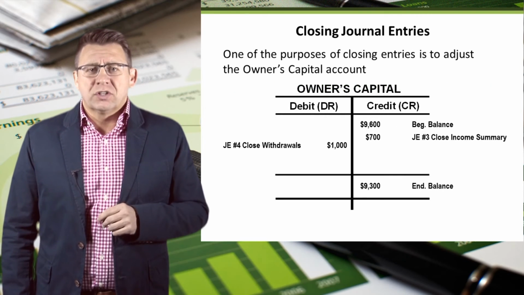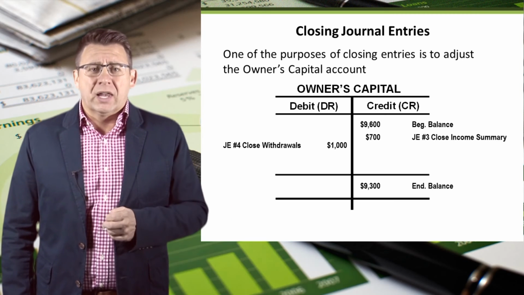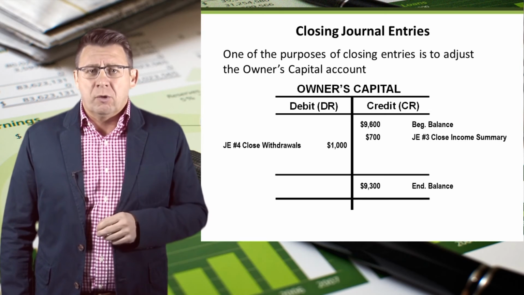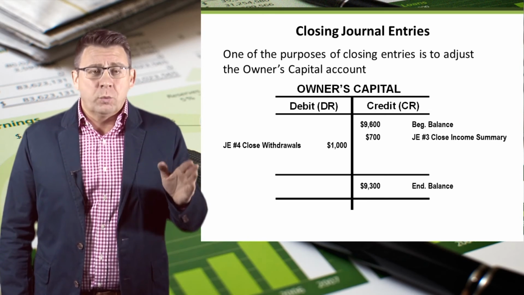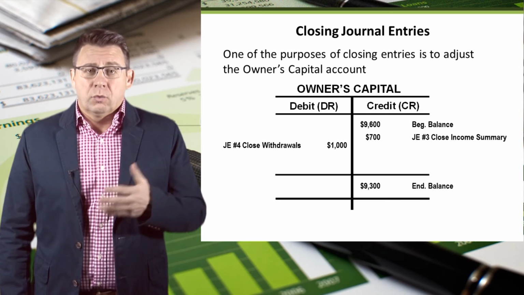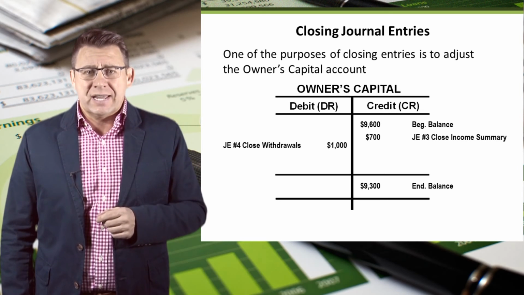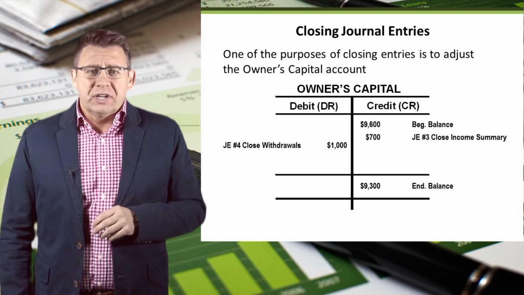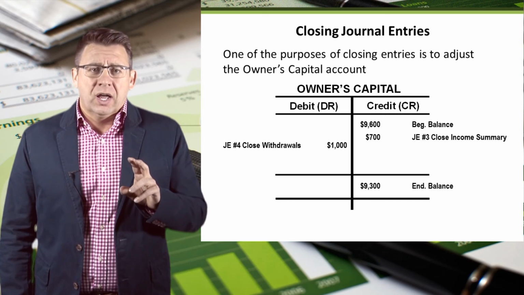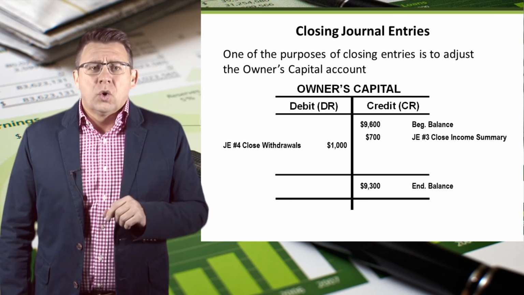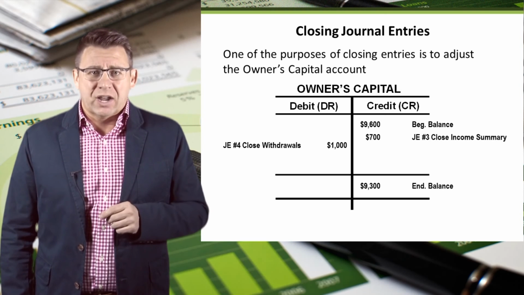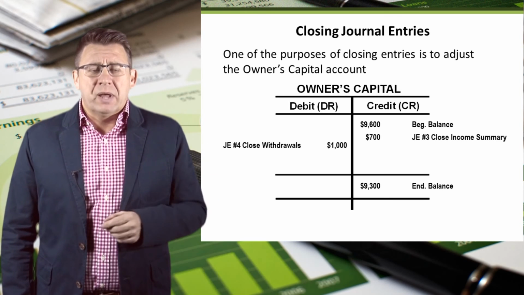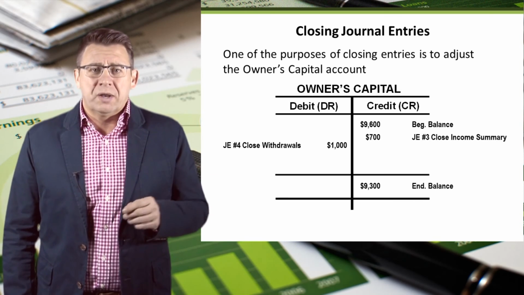Now let's look at the owner's capital account. We started with a credit balance of $9,600, which came from the trial balance. We increased the account when we closed income summary. Recall that net income increases equity. This is the journal entry that made that happen. We decreased the account when we closed owner's withdrawals. Recall that owner's withdrawals decrease equity. This is the journal entry that made that happen. Finally, we have an ending balance of a $9,300 credit balance.